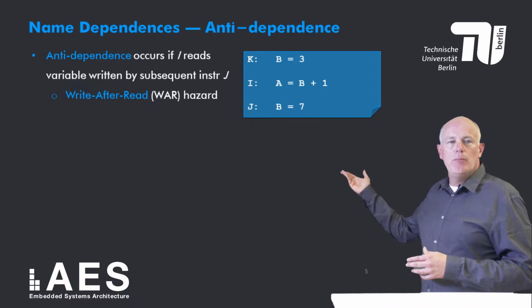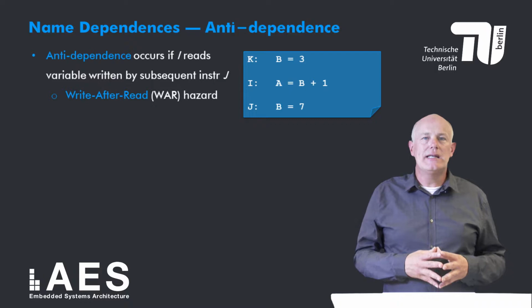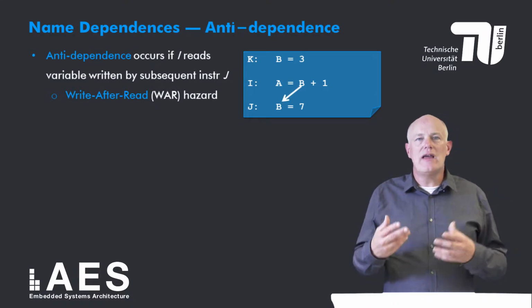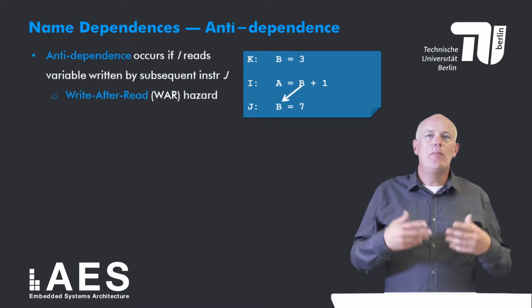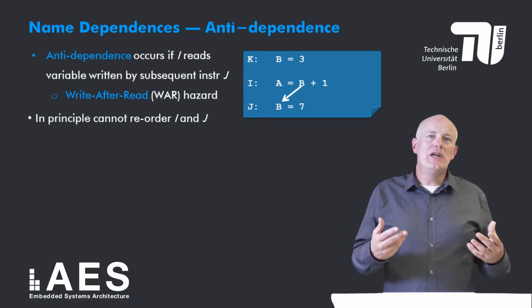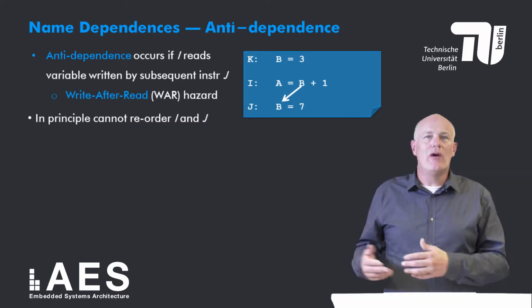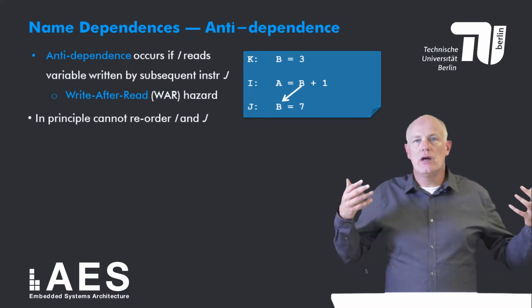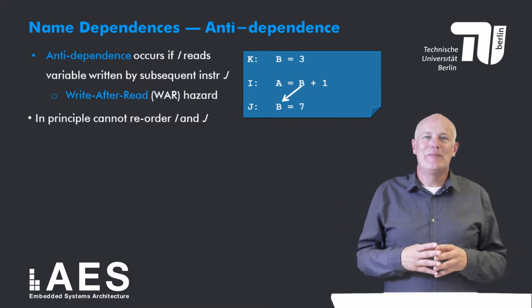Here's an example. B is assigned the value 3, A is set to B plus 1, and finally B is set to 7. In this example, there is an anti-dependence between the second instruction, instruction I, and the third instruction, instruction J, because I reads B and J writes B. In principle, with the emphasis on in principle, we cannot execute J before I, because if we do so, we would use the wrong value, namely 7, instead of the correct value 3.